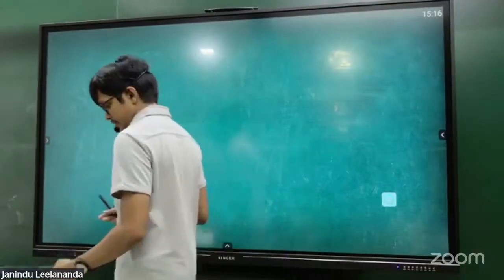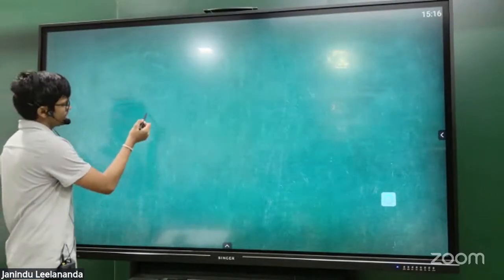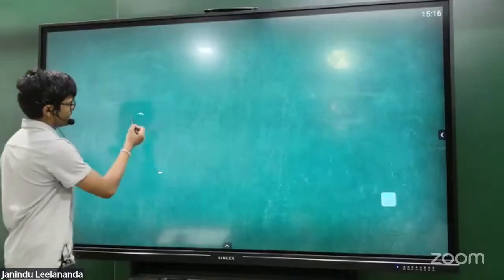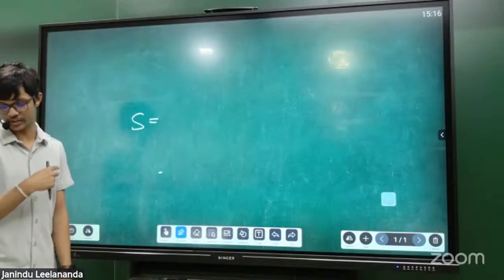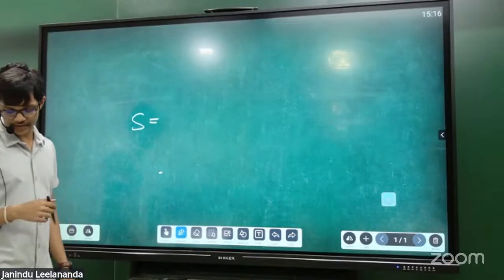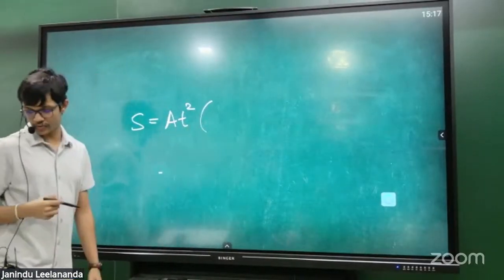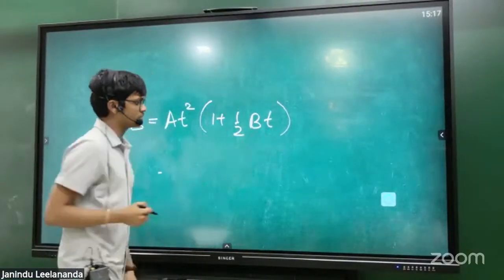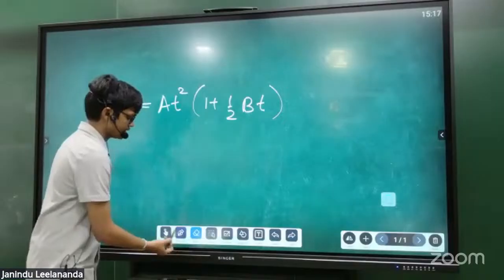Okay, so this is a question given to me by a student in Sunday class. I'll start with this question. S equals AT squared, 1 plus half BT. I'm not sure of the source of the question, but it's a nice question, so let's start with this one.